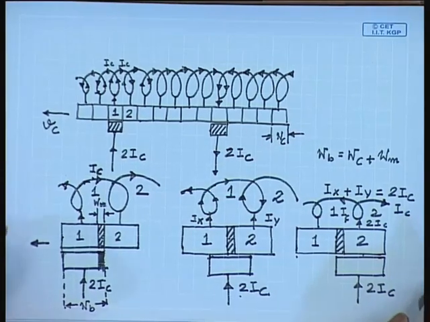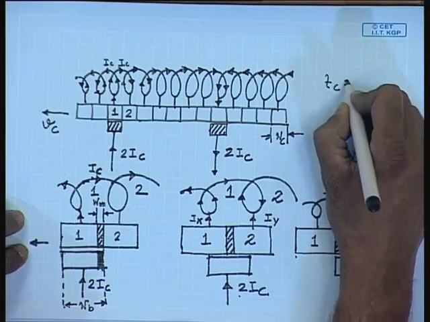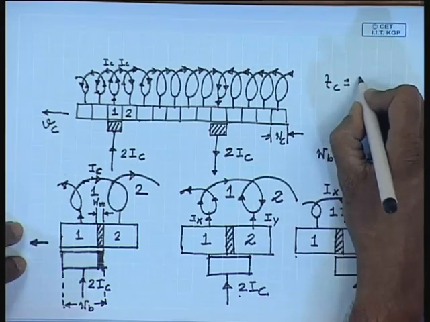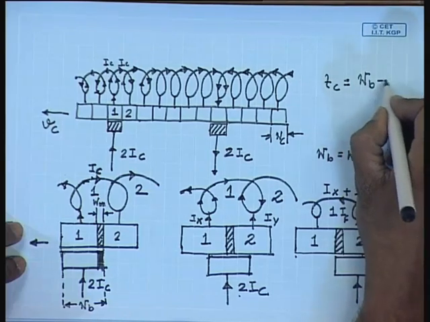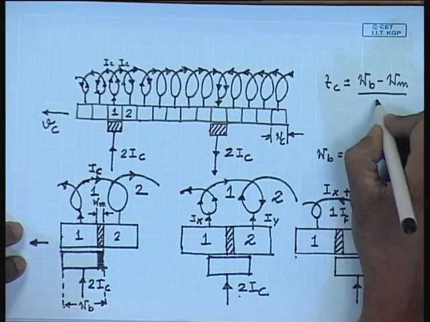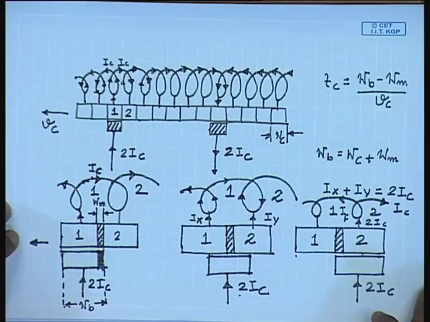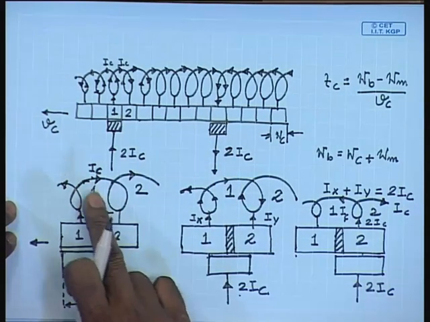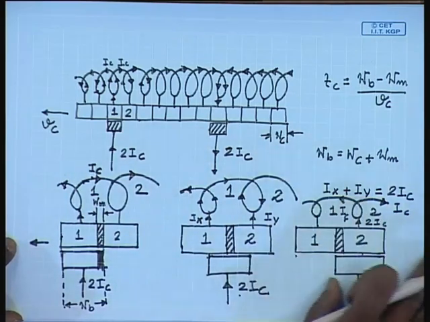and the time taken can be easily calculated. The commutation time Tc is equal to, during commutation the brush has moved by an amount Wb minus Wm, divided by Vc. During this period, the current in coil 1 must change from, if we assume this direction to be positive, plus Ic to minus Ic.